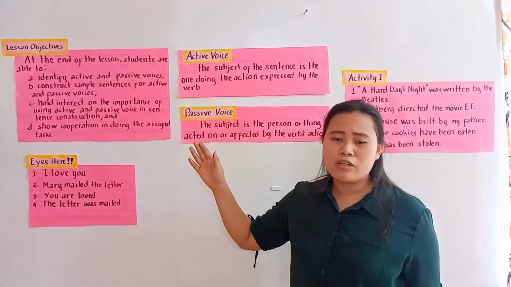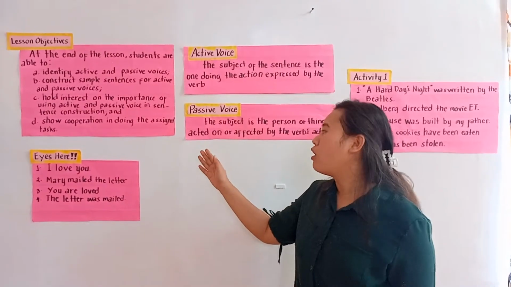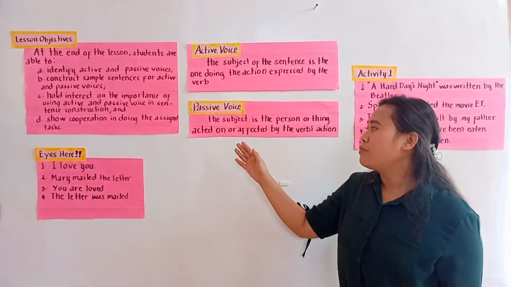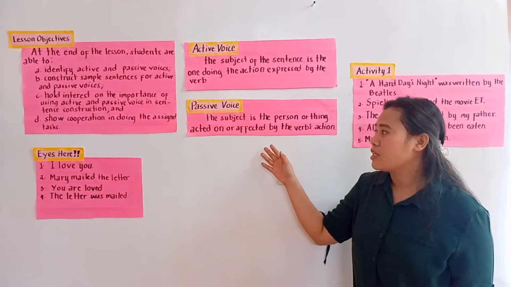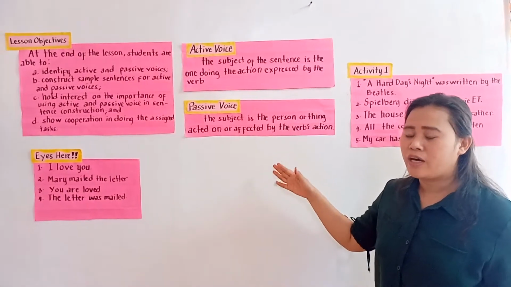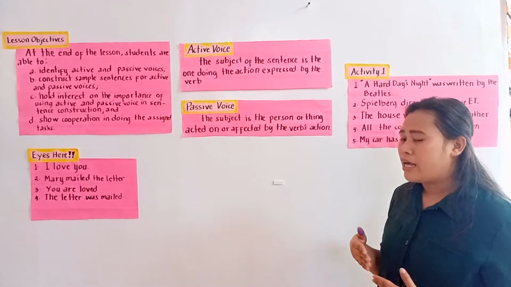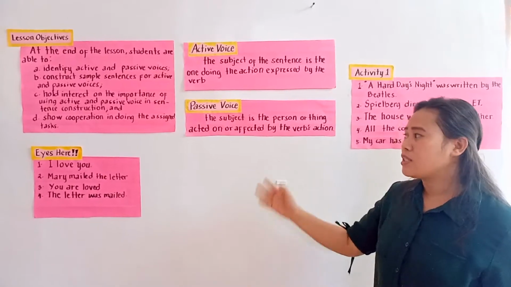So instead of starting with our doer of the action, we start the sentence with the receiver of the action. So followed by our verb, and next, for our verb, that will be like the additional information about the sentence.